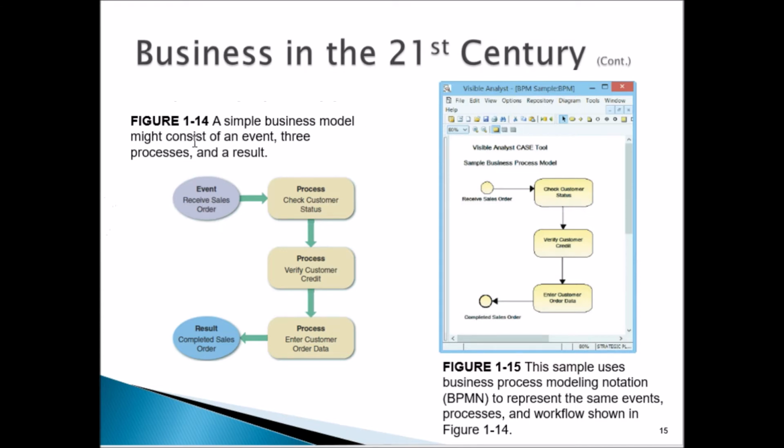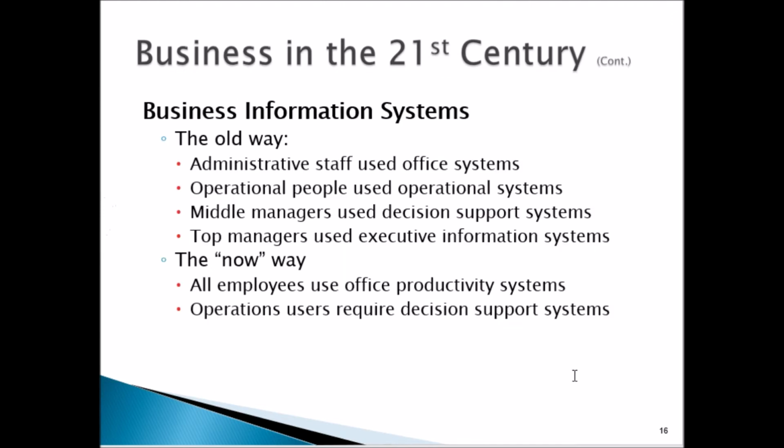So here's a simple business model on how a sale might exist. You might have an event where you receive a sales order. You process it and check the customer status, verify the credit. These are the different processes that could go ahead, and then the result is a completed sales order. So this is a very simple example of business process modeling, and we'll go on to the next slide.